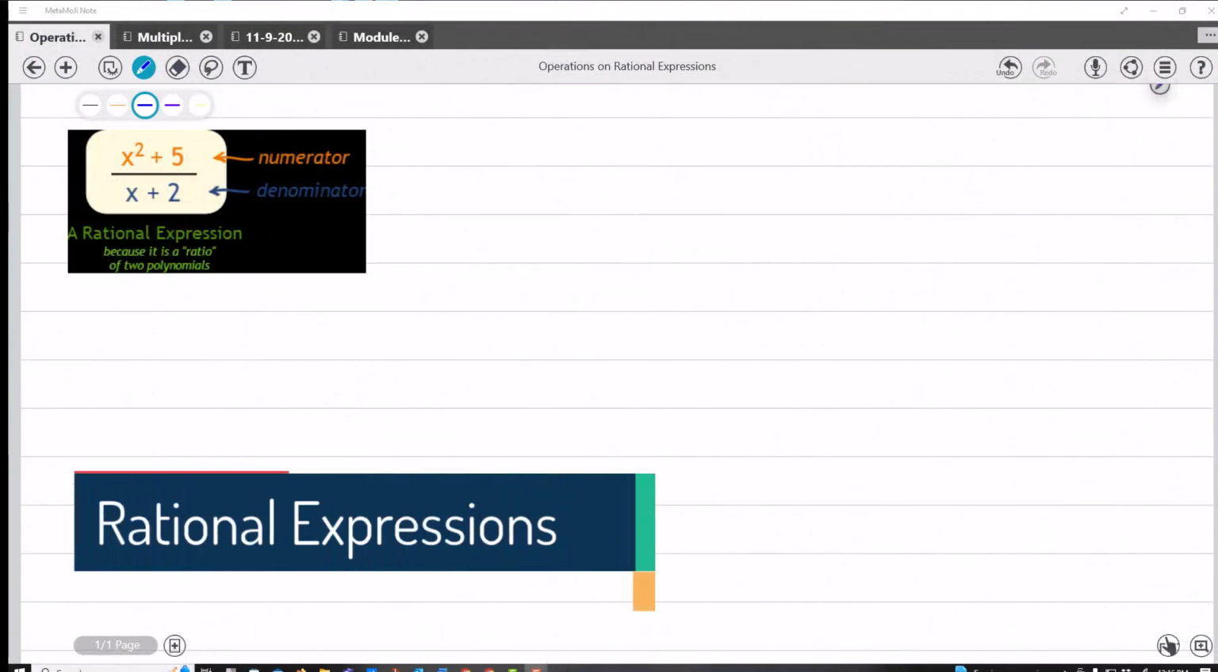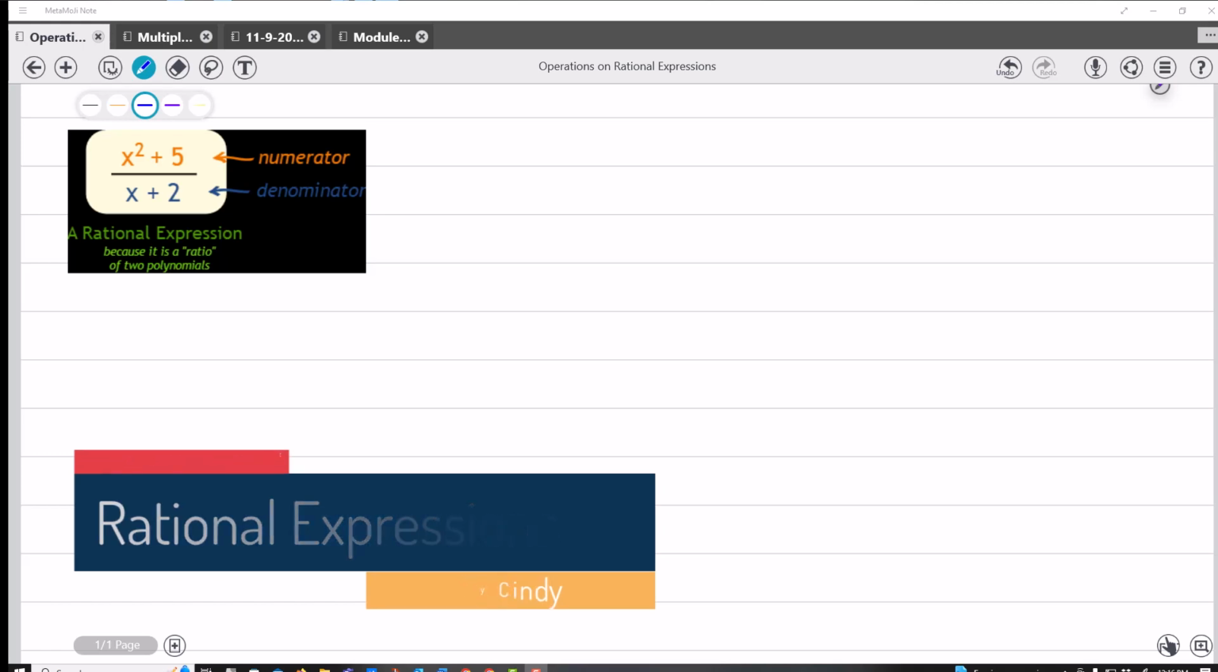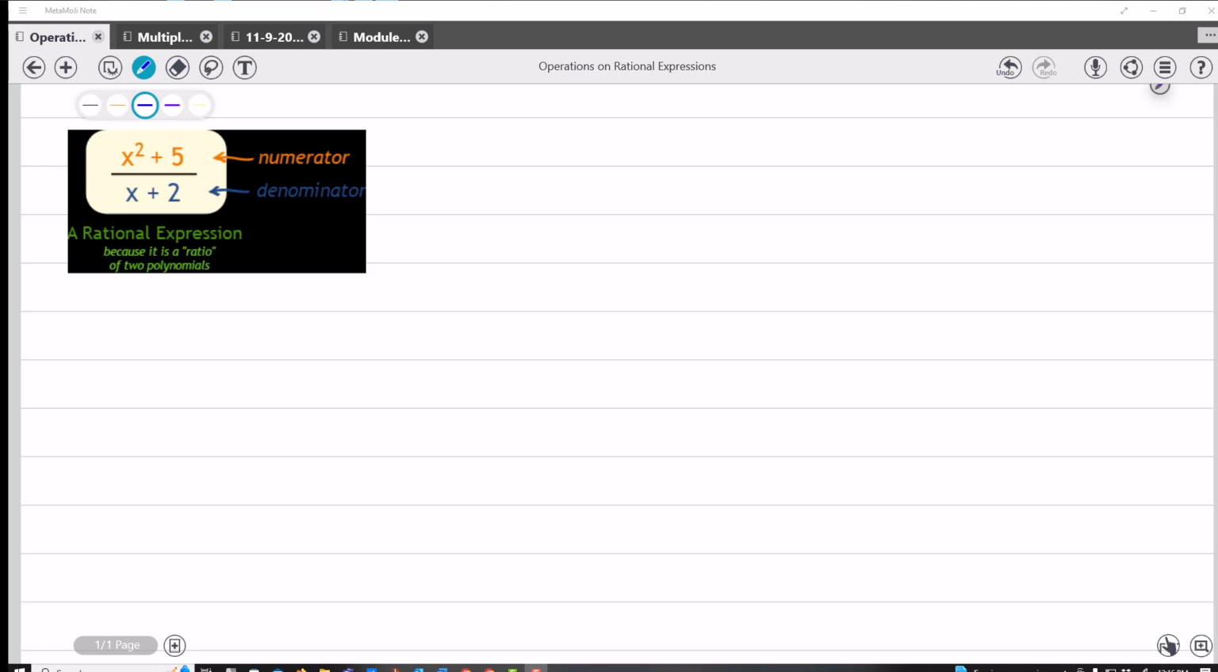Okay, a rational expression is just simply a fraction. It's a ratio of two polynomials. So in this section, you are going to be asked to do lots of different things. One thing will be just to evaluate.